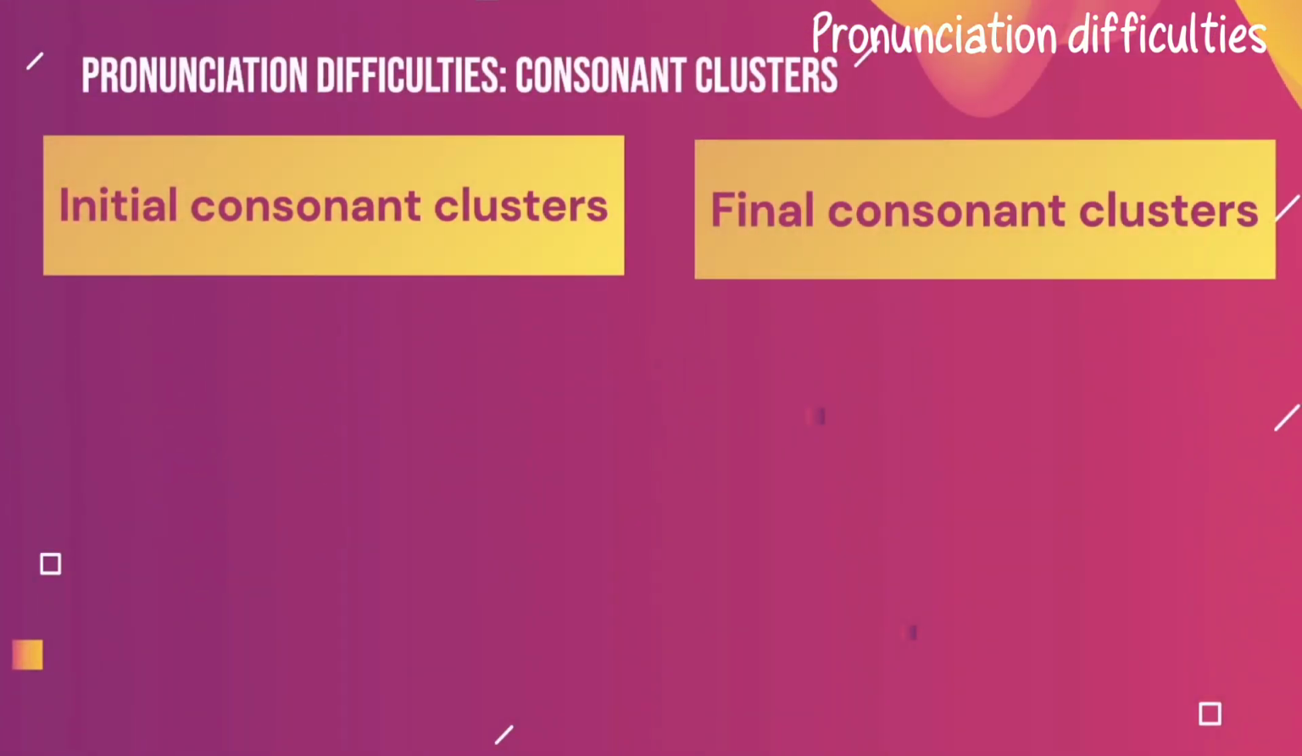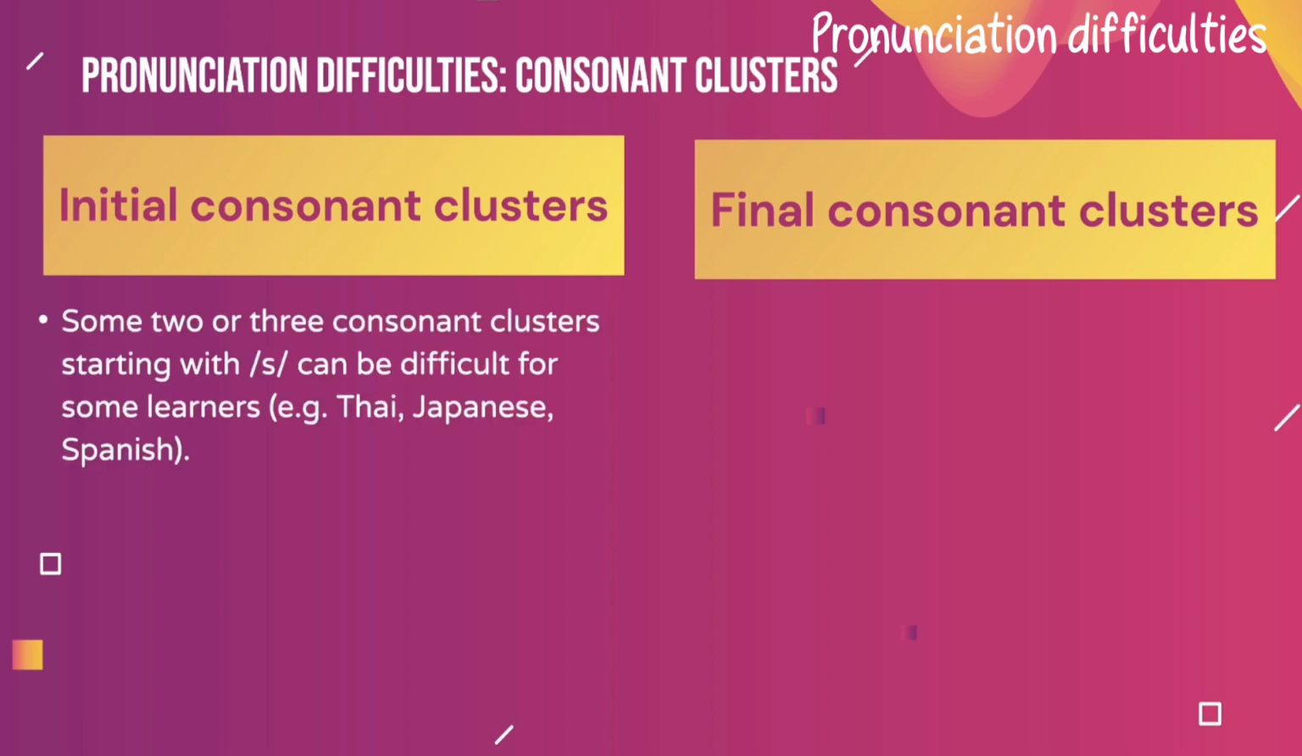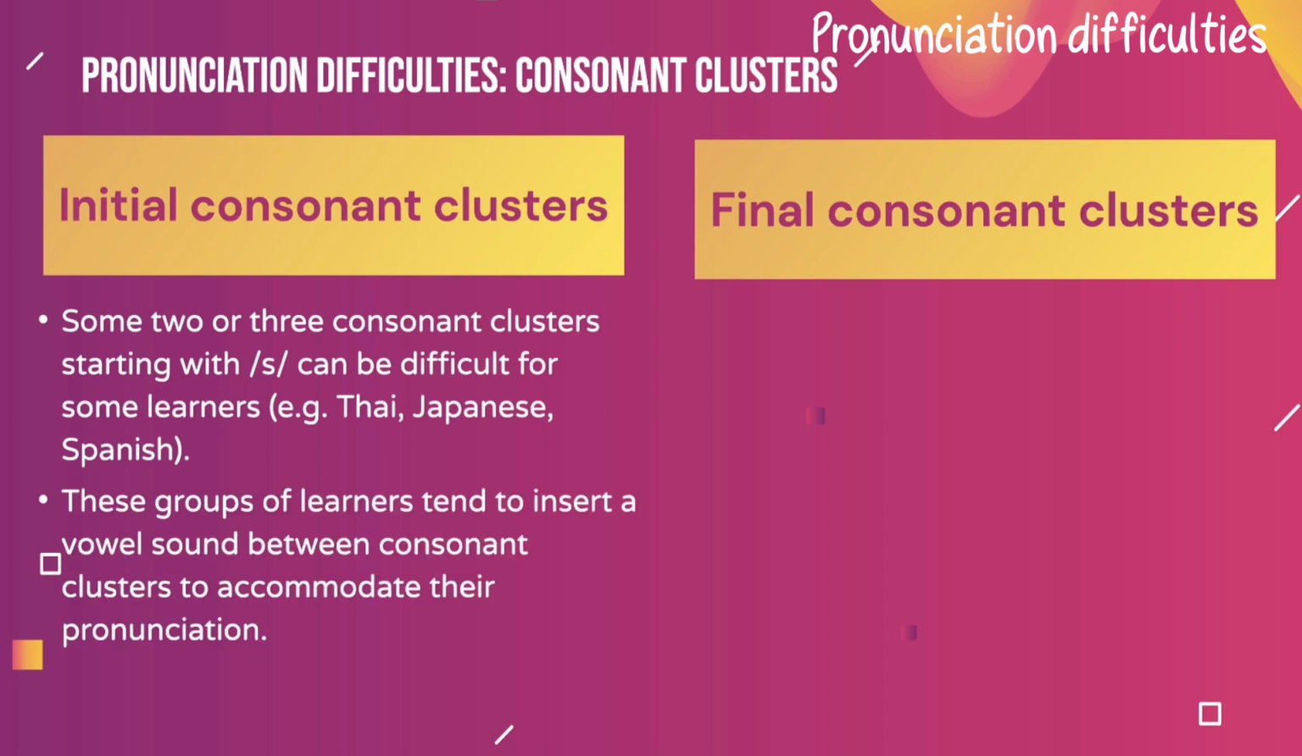Next, we're going to talk about the consonant cluster. The first one that I would like to point out is initial consonant clusters. Some two or three consonant clusters starting with S can be difficult for some learners, for example, Thai, Japanese, and Spanish. This group of learners tend to insert a vowel sound between consonant clusters to accommodate their pronunciation.